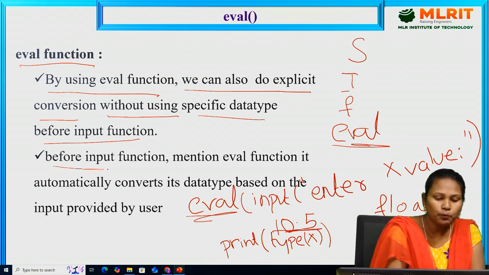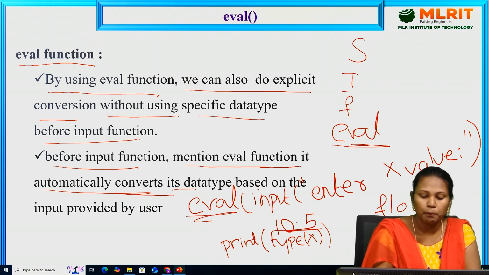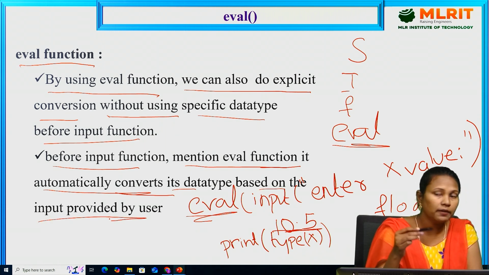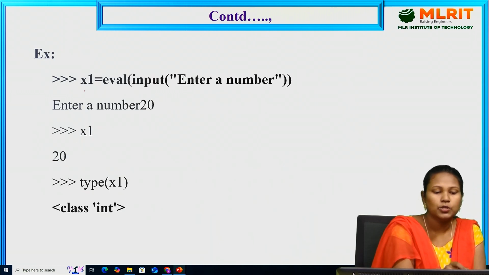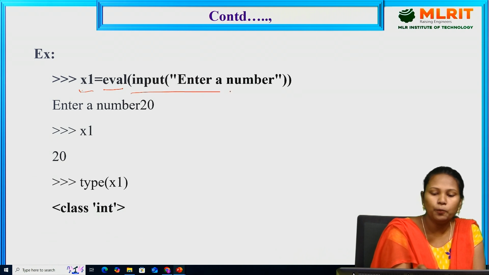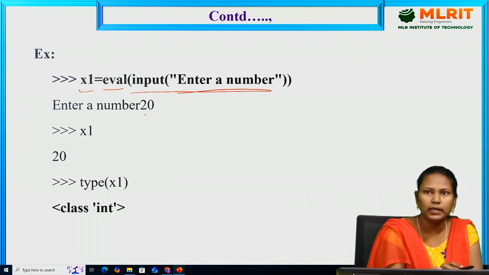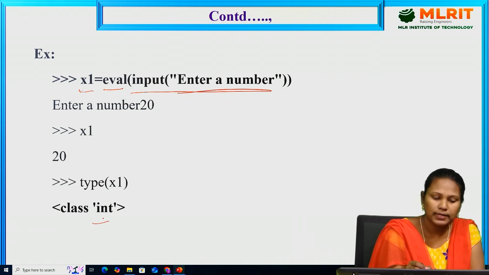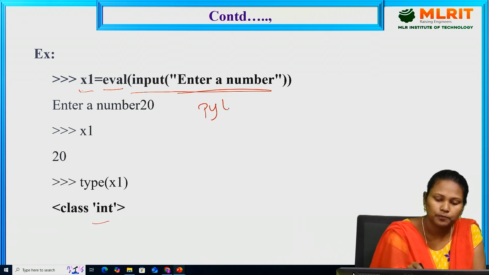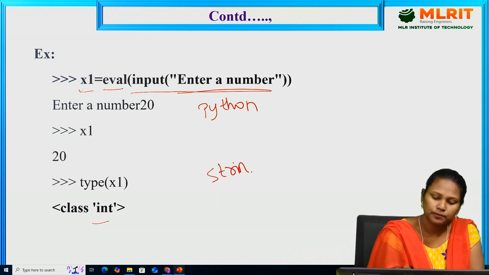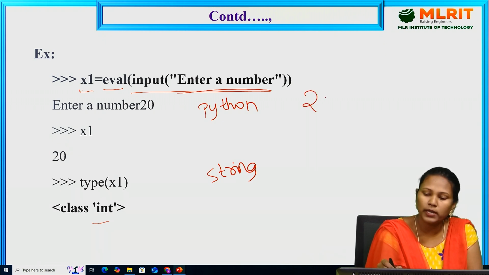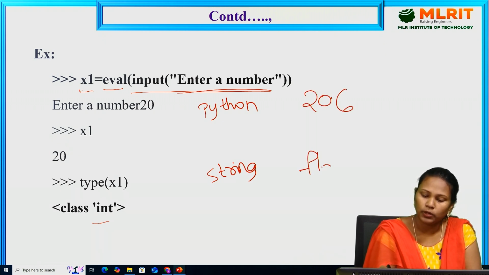So if you mention the eval function before input, it automatically converts the data type based on the input provided by the user. Whatever value you provide, depending on that type, it converts. So x1 is equal to eval input, enter a number. I entered 20, so the type of value is int. For example, I entered Python, and the type of value is string. I entered 20.6, it displays float.